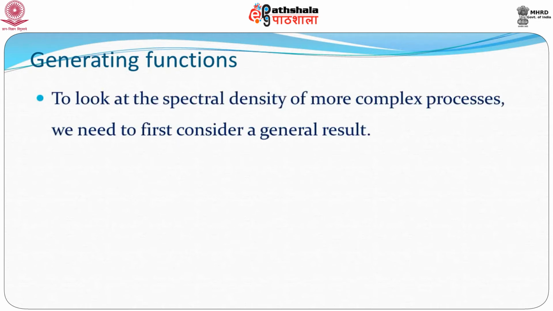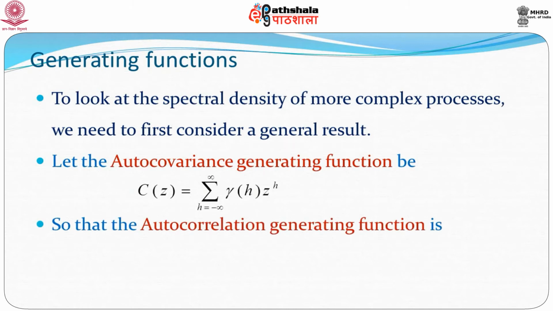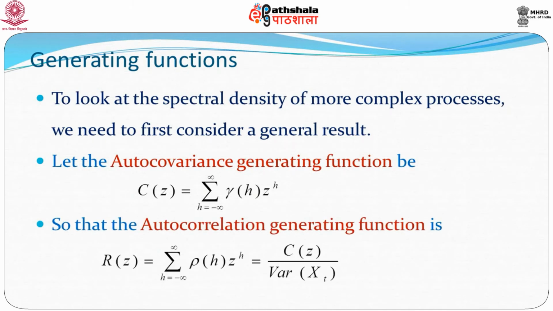So, first let us define the autocovariance generating function. It is given by C(z), which is the sum over h from minus infinity to infinity of gamma(h) z to the power of h. So that the autocorrelation generating function would automatically come out as R(z), which is the sum over rho(h) z to the power of h, and you can readily see that this would be C(z) divided by the variance of x_t. But we will restrict ourselves to the autocovariance generating function in general in this case.